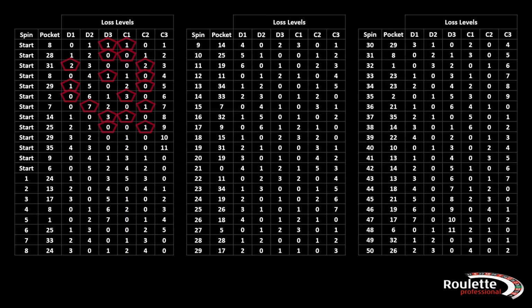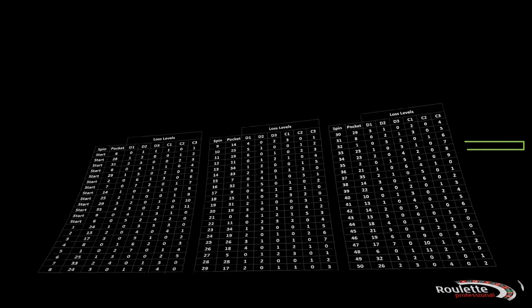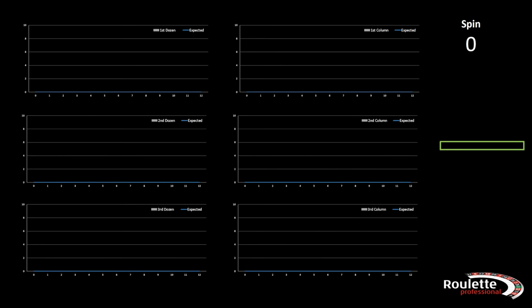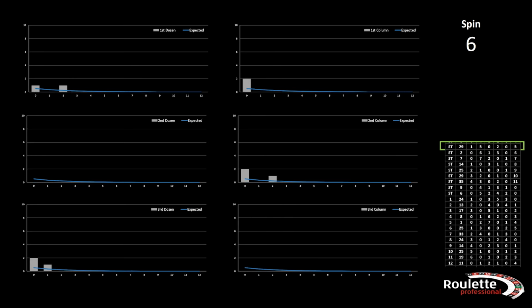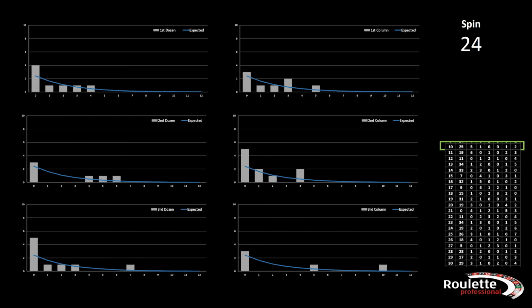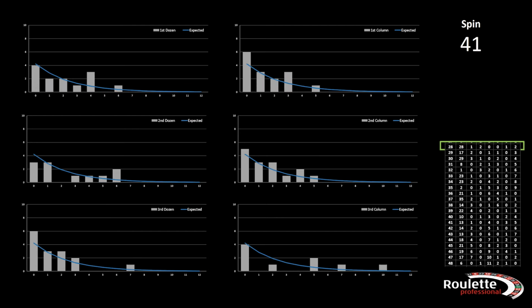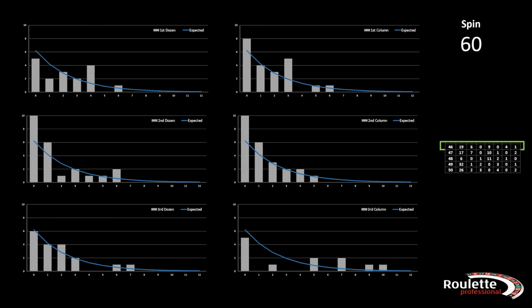Just looking at the raw data like this obfuscates any pattern, so we need to plot our recorded data onto a chart. By keeping count of the loss levels a set of pockets encounters during a session, and plotting the data onto a chart for each set we are monitoring, you can see a geometric distribution pattern emerge. The blue expectation line, or expected pattern if you prefer, allows us to see in real time any outliers in the data.